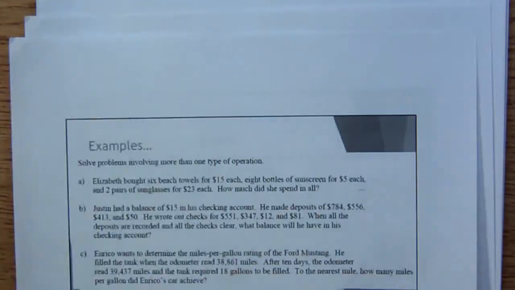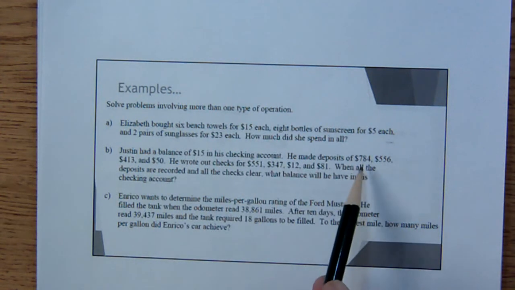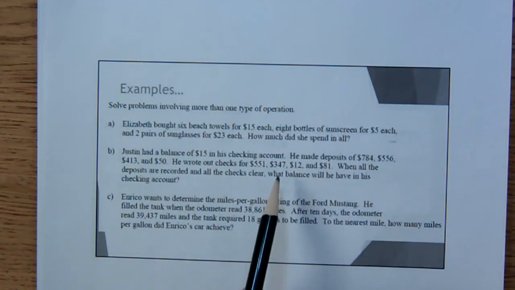Sometimes there are multiple step problems, and here are 3 examples. Elizabeth bought 6 beach towels for $15 each, 8 bottles of sunscreen for $5 each, and 2 pair of sunglasses for $23 each. How much did she spend in all? The next example was Justin had a balance of $15 in his checking account. He made a bunch of deposits, $784 and so on, and then he wrote checks. Some of these are plus and some of these are minus. What balance will he have in his checking account?